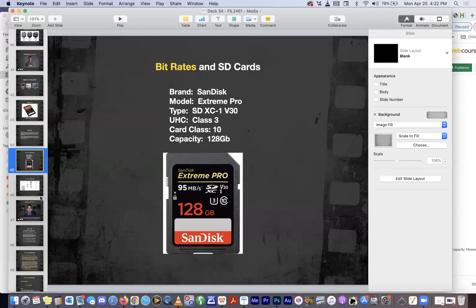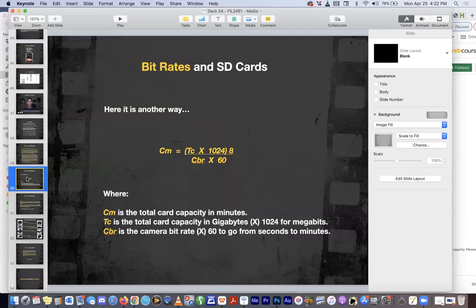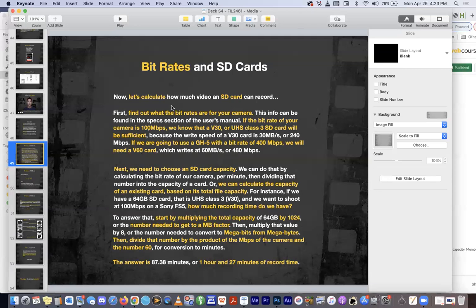So we have a little formula that I showed you guys, which can help you determine your recording times on a given card. And that is the total capacity of the card in minutes is equal to the card capacity in gigabytes times 1024 times 8 divided by the camera's bit rate and 60. And so these all have specific references. I gave you a little example here. To find out the bit rate of your camera, you can go to your instruction manual or go to the website for your camera manufacturer, and they'll tell you the bit rate of your camera. In this particular example, I think I'm talking about a Sony, what am I using here, an FS5, I think.